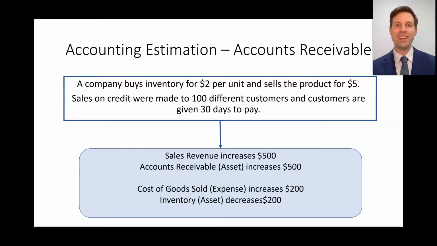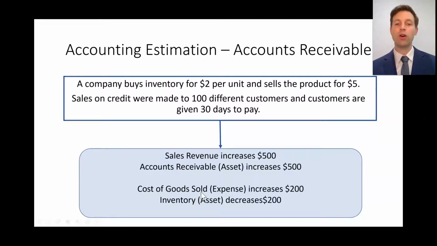Let's start by analyzing accounts receivable. If a business buys inventory for $2 per unit and sells the product for $5, and they made sales to 100 different customers, on credit, where the customer is given 30 days to pay the invoice, then we're going to have a transaction that creates accounts receivable. In creating the journal entry for this transaction, we would have sales revenue increase by $500 and would have accounts receivable, which is an asset, increased by $500. It means that these customers owe you $500.